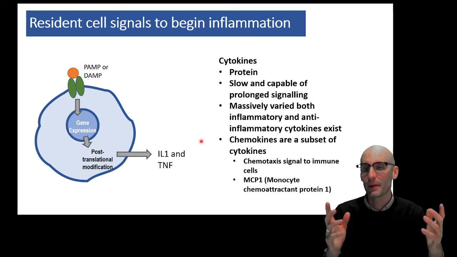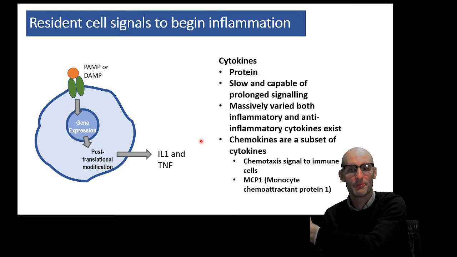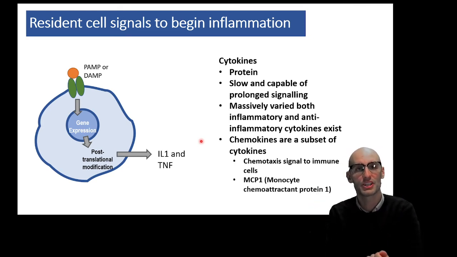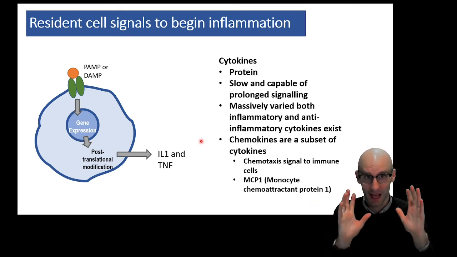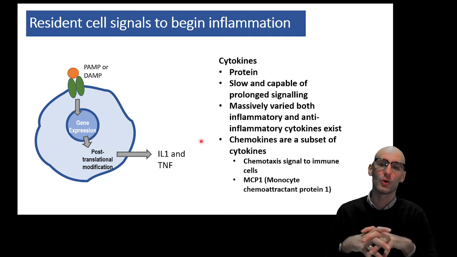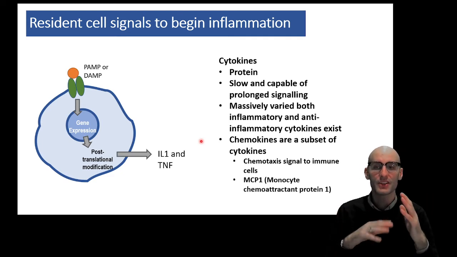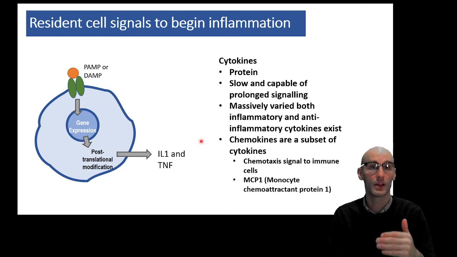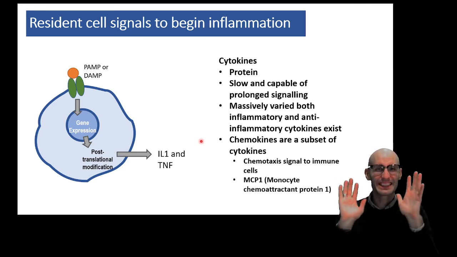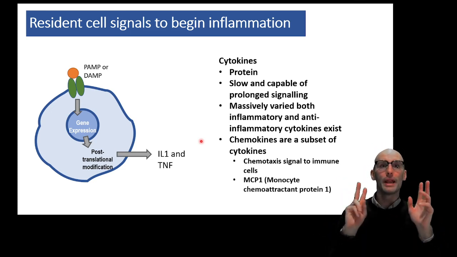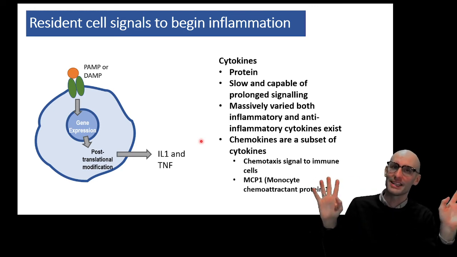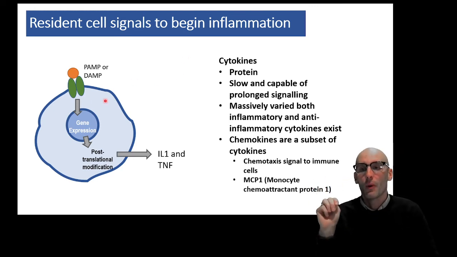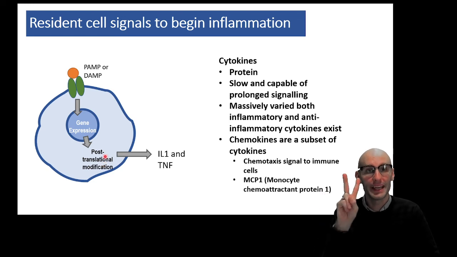So how are they produced? So we need a pattern recognition receptor activation, which causes a change in gene expression, often NF-kappa B is that transcription factor, and that causes the release of the cytokine. Sometimes that cytokine requires post-translational modification like IL-1 and TNF. Now that's because these are such potent inflammatory cytokines, we need two checks. We can't just go willy-nilly releasing these cytokines. So we need this pattern recognition receptor activation, and we need a second signal that will lead to post-translational modification. So we need two signals.